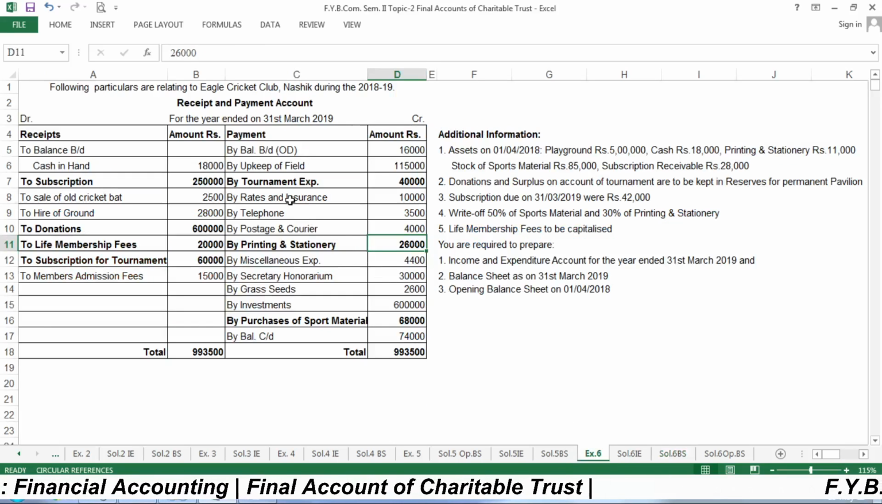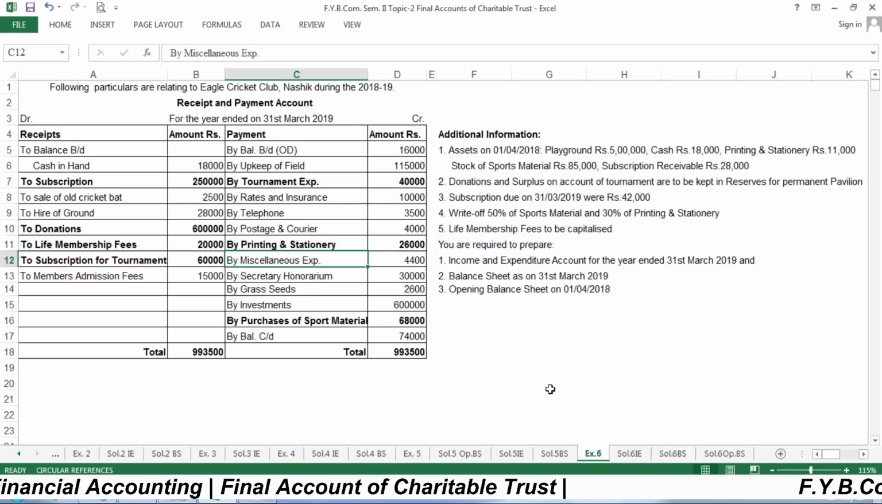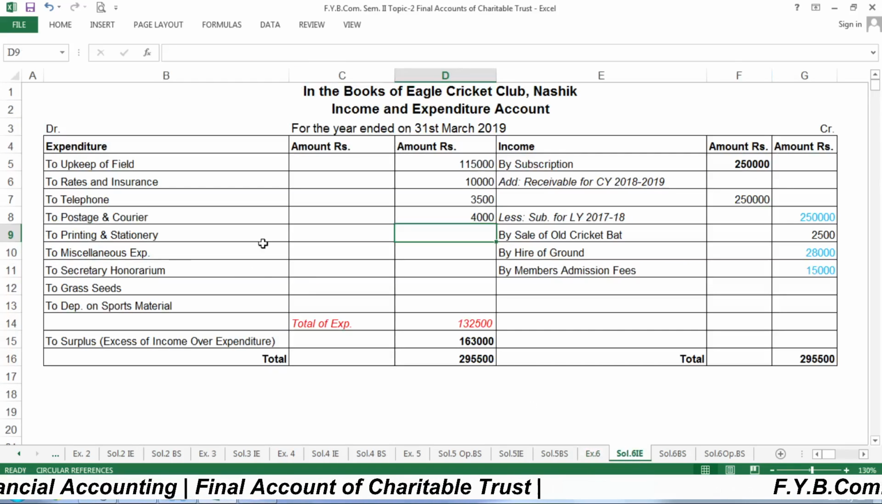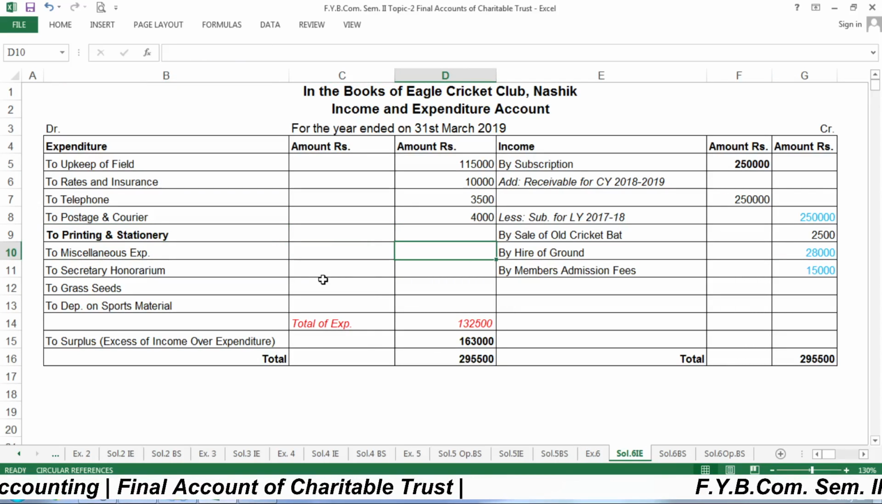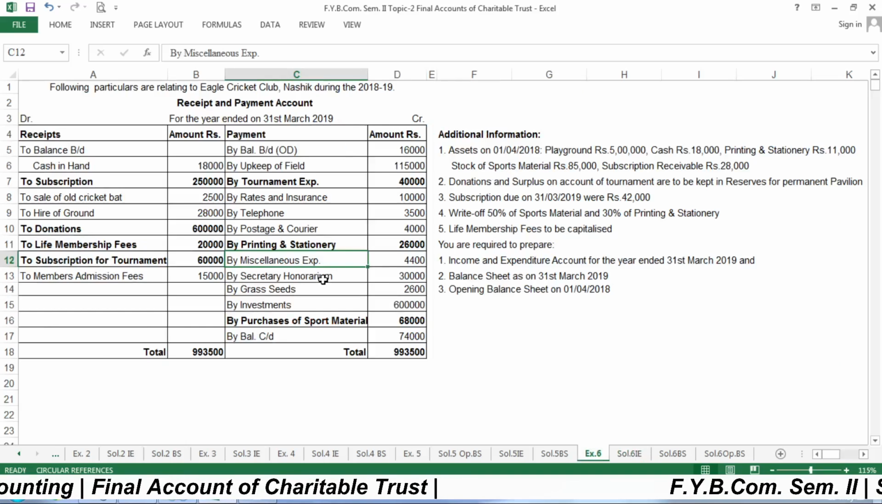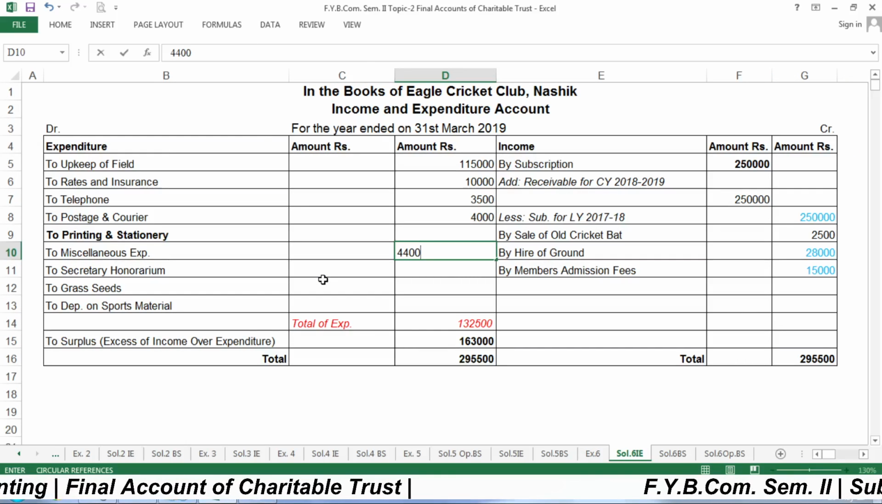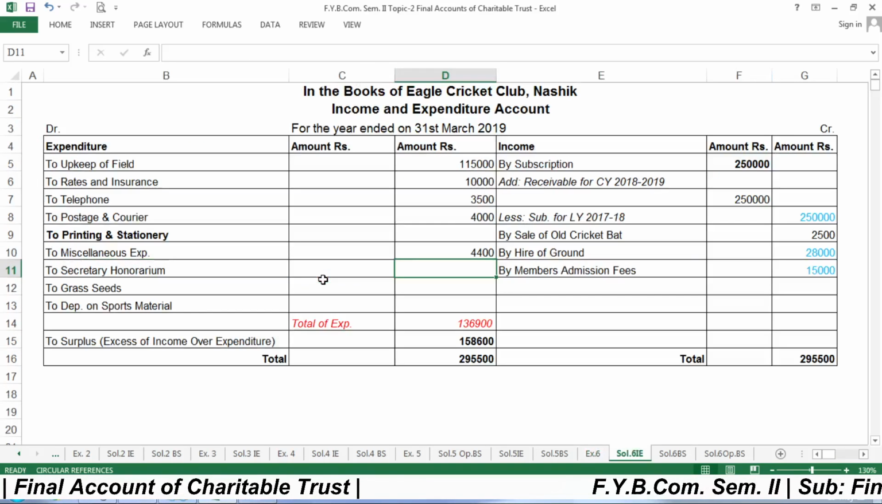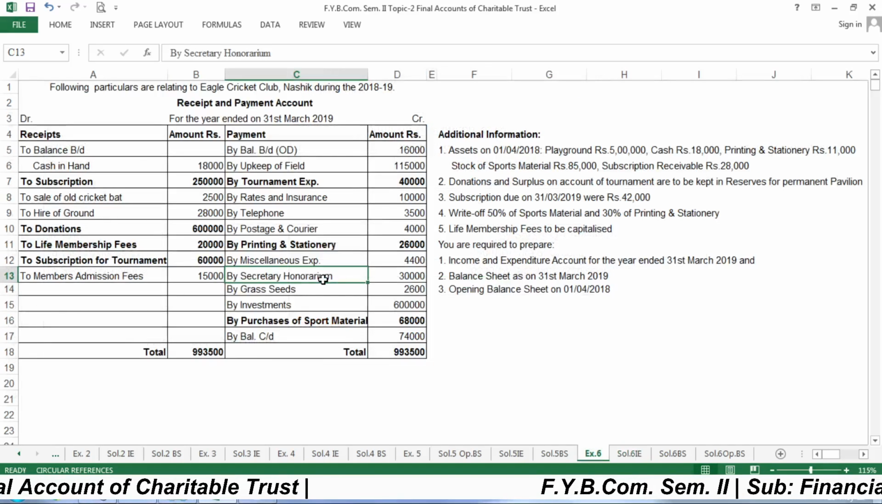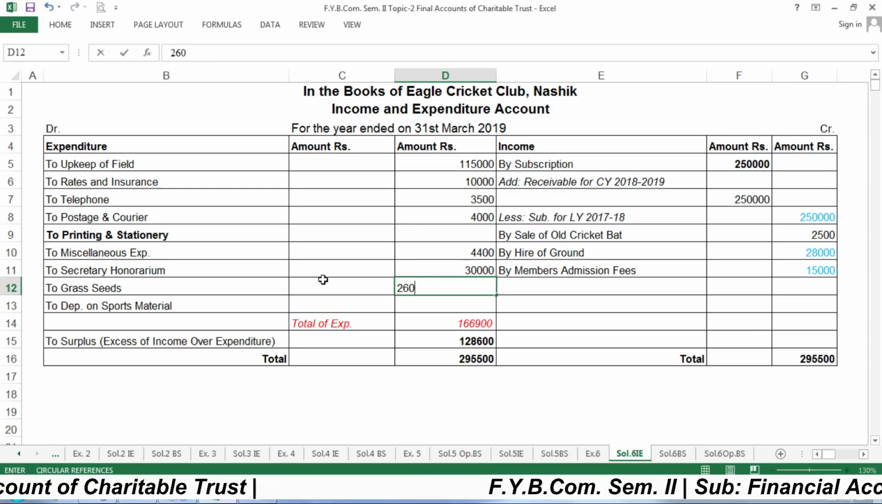After that, we have miscellaneous expenses of rupees 4,400. We will see the printing and stationery later on, and what the adjustment thereon will be. So miscellaneous expenses amount is rupees 4,400. Then we have secretary honorarium, that is 30,000. Then grass seeds, that is rupees 2,600. So here I am going to mention grass seeds 2,600.